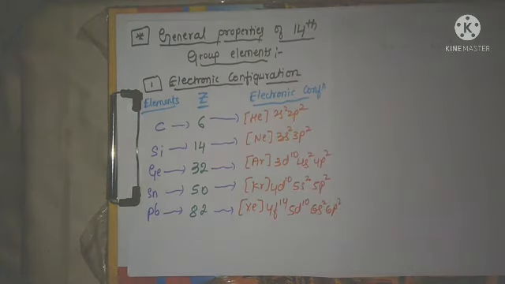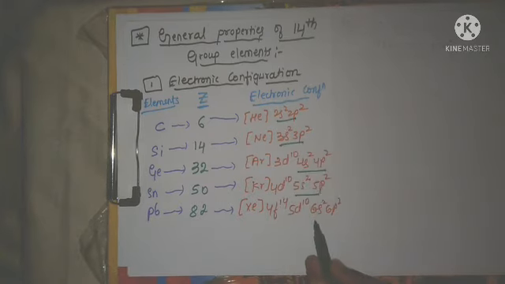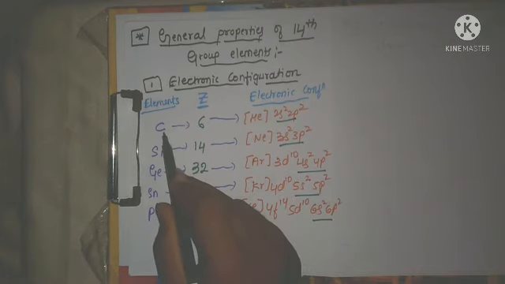Now if you check the highest n value, here it is 2, here it is 3, here it is 4, here it is 5, here it is 6, that is the period number. Carbon belongs to which period?